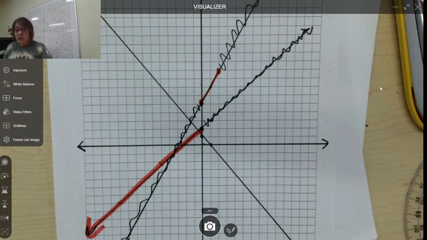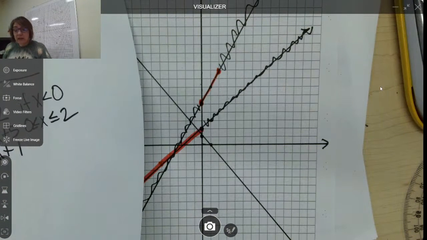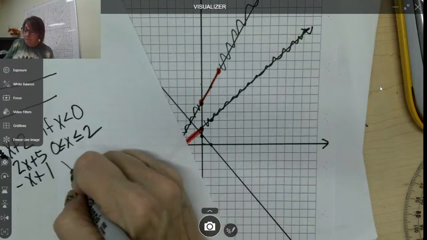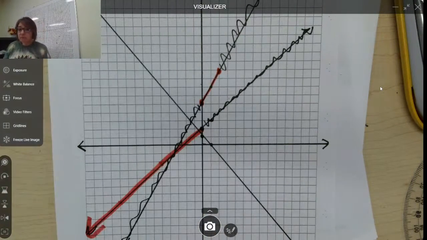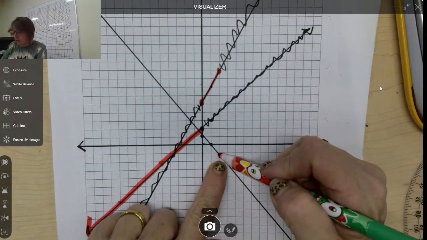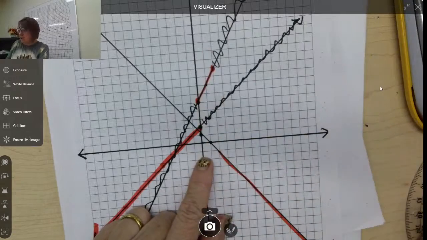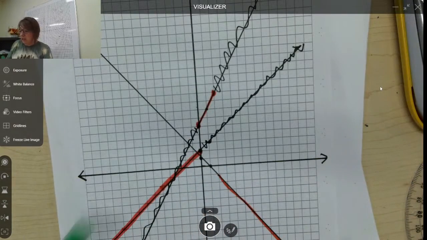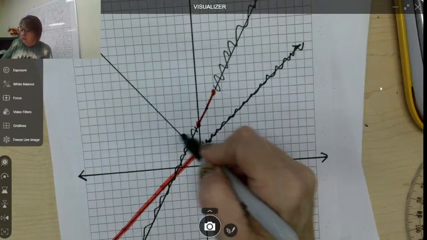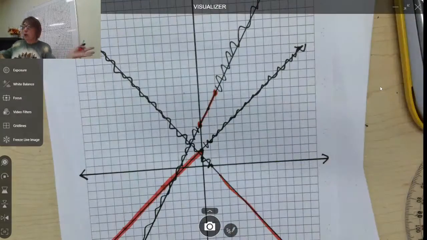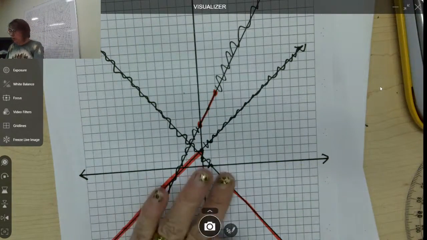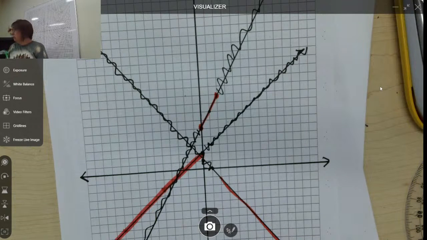And then that last one, it said x is greater than 2. Right? x is greater than 2. So that means for that one, we're only going to use where x is 2 from here this way, because that's where x is greater than 2. And we don't use any of the rest of this line. Any of this. Gone. We're only using that part. Does that make sense?